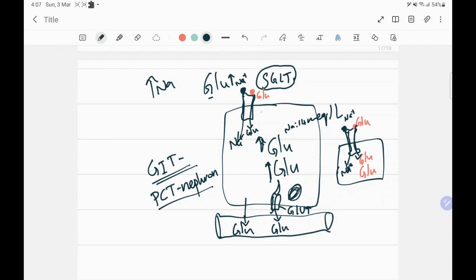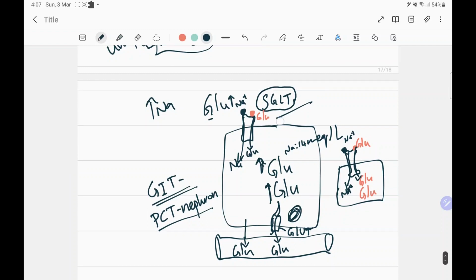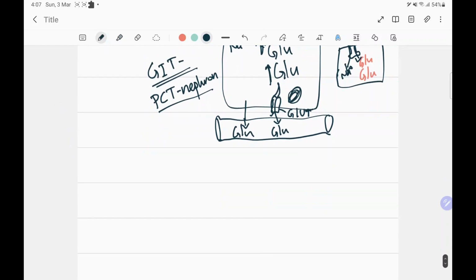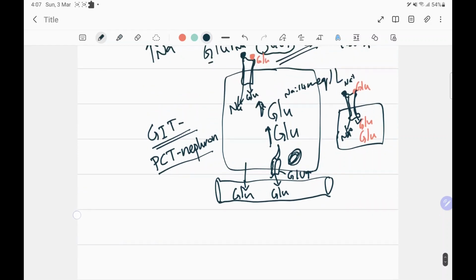But the example of the secondary active transport is the SGLT carrier, the carrier molecule, secondary active transport. And this also happens in the proximal convoluted tubule of the nephrons, and it's supposed to happen this way in the PCT also. You have to reabsorb glucose, which gets filtered from the blood into the nephron, so you don't waste it out there. So the same mechanism happens also over there.